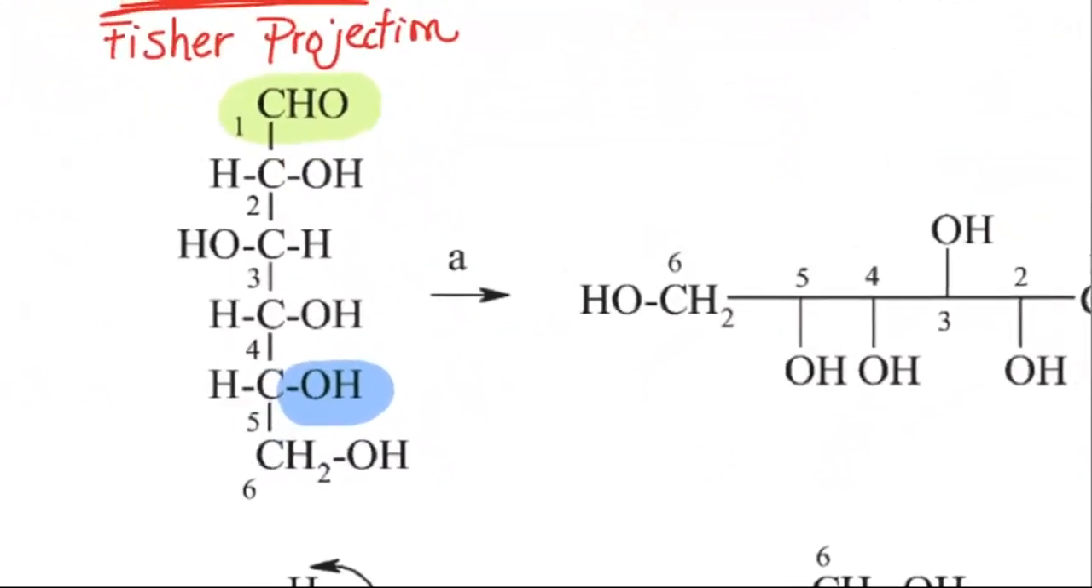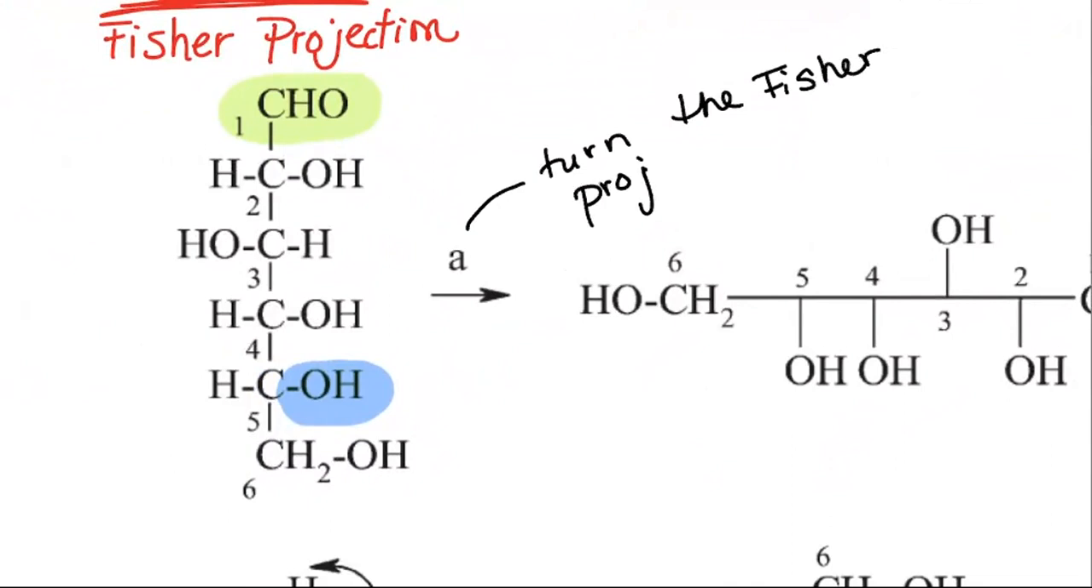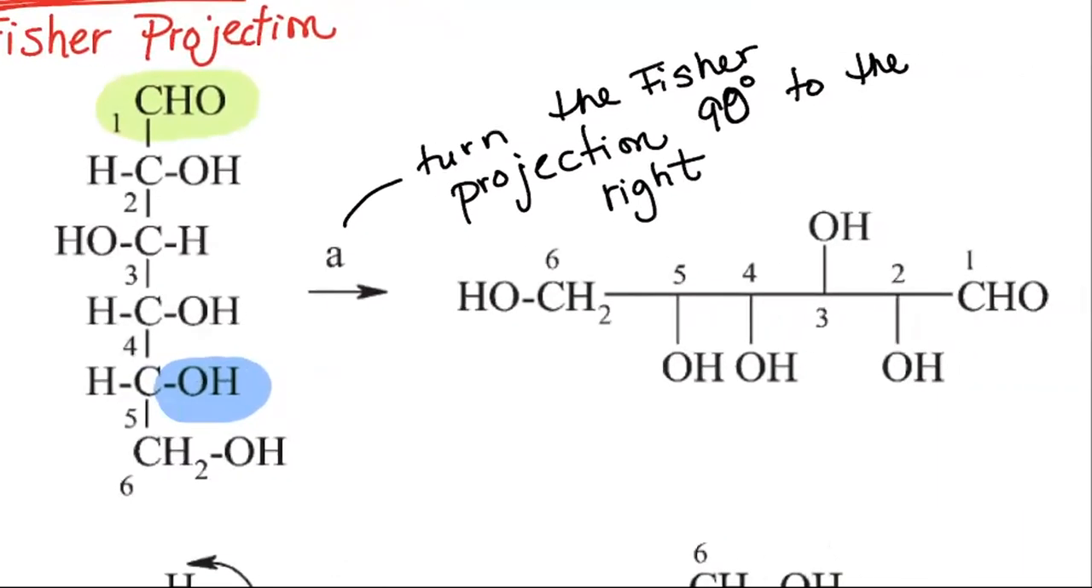So as you can see, this is the Fisher projection of glucose. The first step into writing that Haworth projection is that you're going to turn the Fisher projection 90 degrees to the right. And that's what you guys see here. You just make it lay down, okay?